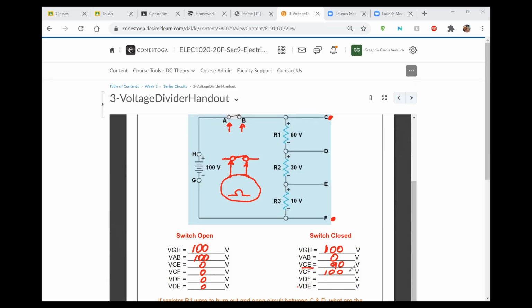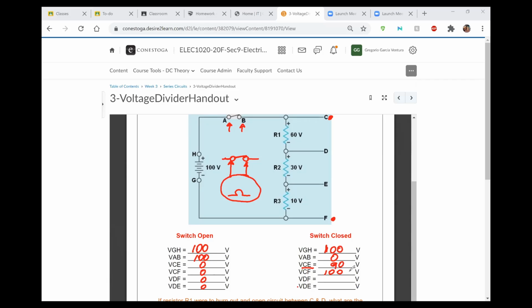Now, once more, and this is very important, I want you please to remember that always around a closed loop, the sum of all the voltages will be equal to the source voltage. The source voltage doesn't necessarily have to be the battery, but it can be the component which is connected in parallel with that closed loop.